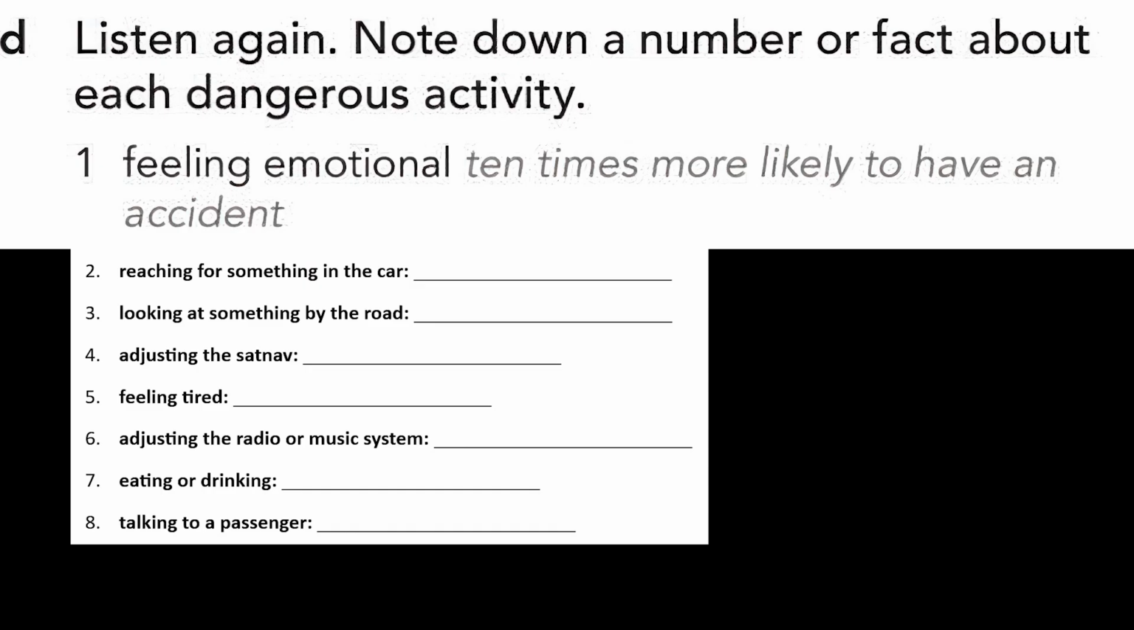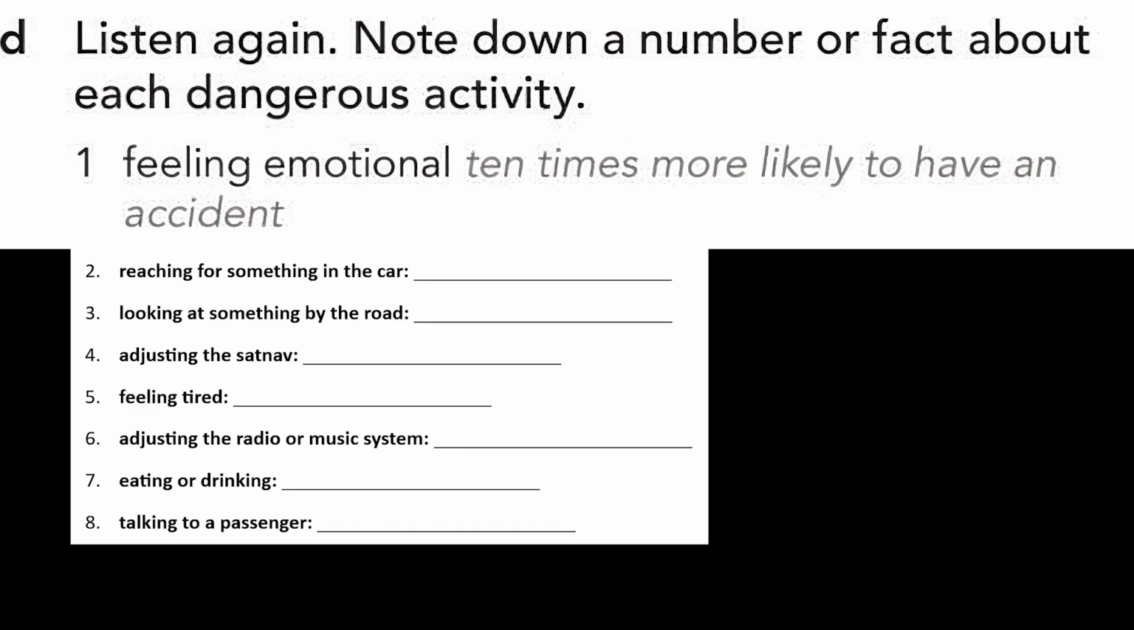Well, number 4 is adjusting your sat-nav, which can be very distracting and makes you nearly 5 times more likely to have an accident. At number 5 is driving when you're tired. 60% of drivers say they've driven when tired in the last year, so it's a big problem, and you can lose control of your car completely.